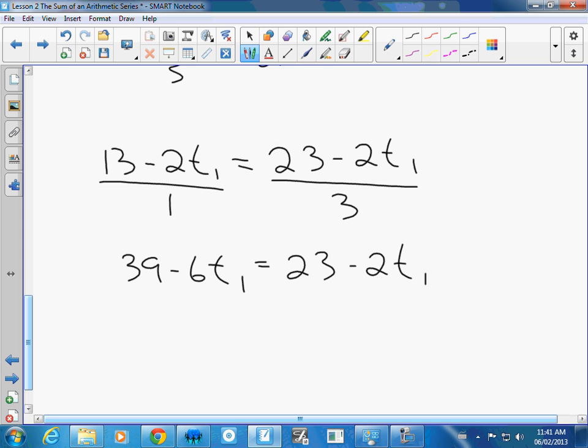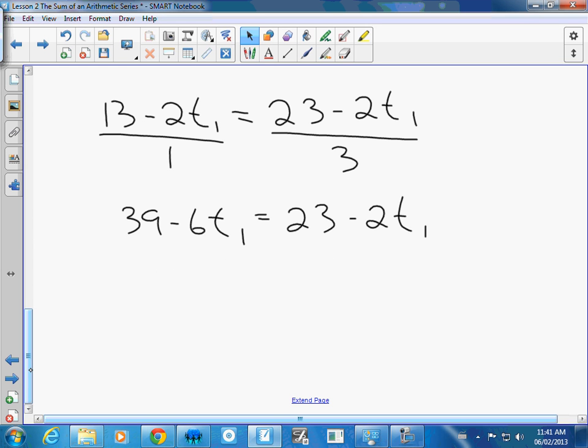Okay, what do you do? CLT. Collect like terms, right? Move everything around. Put all the t's on one side, put all the numbers on the other. Okay, what do you want to do? Let's move, what did I do here? Oh yeah, so we'll do plus 6t1, and what are we going to do with the 23? Minus 23, right? So plus 6t1, and we're going to minus 23, right?